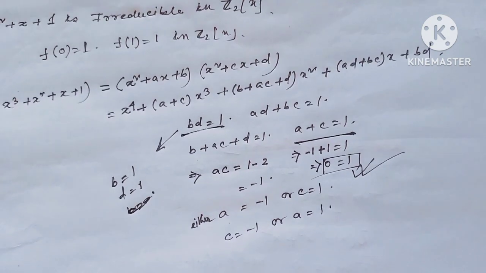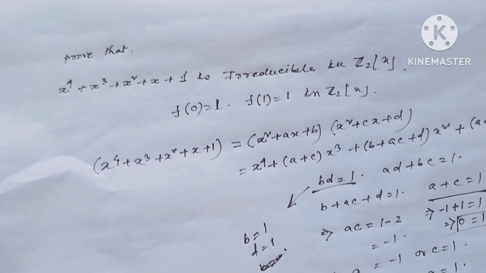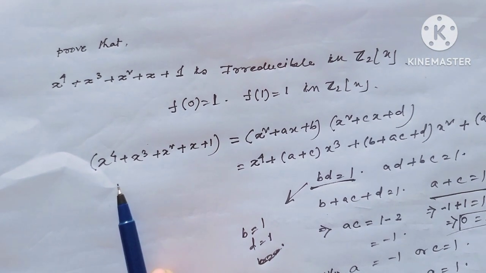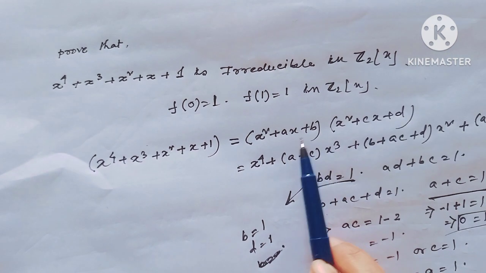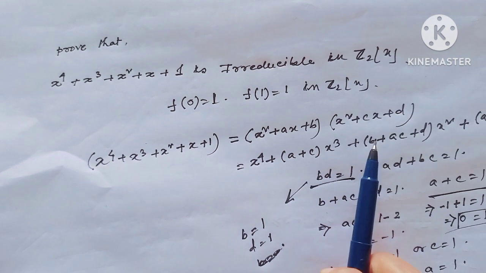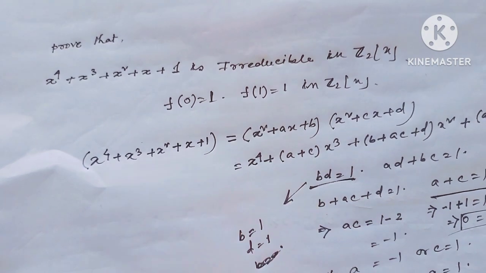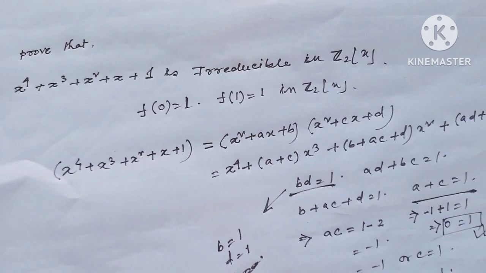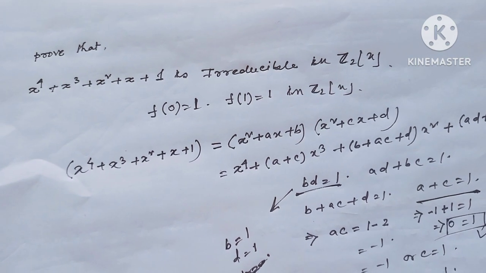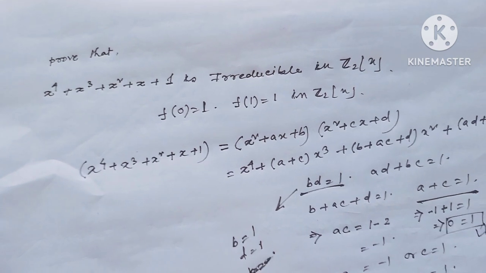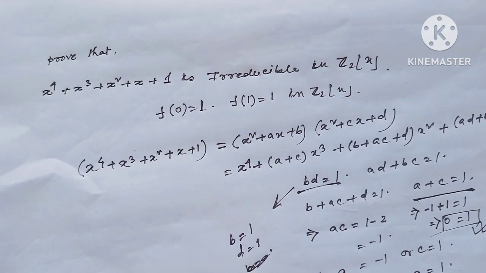So by this expression we can tell we cannot write this polynomial as a product of two irreducible polynomials. So obviously this polynomial is irreducible in Z2[x] because we cannot write this as a product of two irreducible polynomials. Okay. My next question is similar to before.